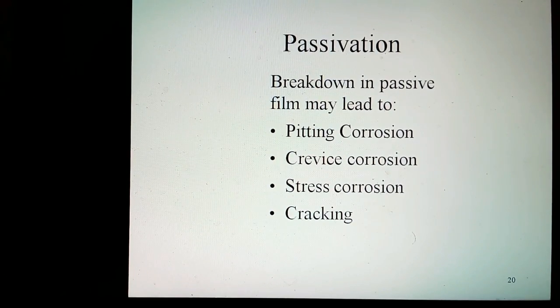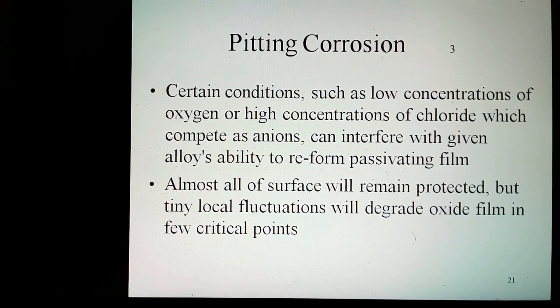If breakdown occurs in the passive film due to chemical or mechanical factors, the resulting major modes of corrosion may include pitting corrosion, crevice corrosion, and stress corrosion cracking. Pitting corrosion. Certain conditions, such as low concentrations of oxygen or high concentrations of species such as chloride which compete as anions, can interfere with a given alloy's ability to reform a passivating film. In the worst case, almost all of the surface will remain protected, but tiny local fluctuations will degrade the oxide film in a few critical points.